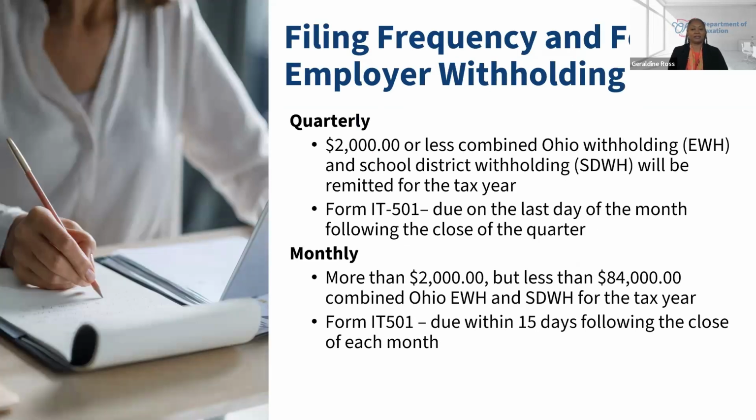We have 3 different filing frequencies for employer withholding. Quarterly, 2,000 or less combined Ohio withholding and school district withholding will be remitted for the tax year. Form IT-501 is due on the last day of the month following the close of the quarter. For example, first quarter, January through March, will be due the end of April. Monthly, more than 2,000, but less than 84,000, combined Ohio Employer Withholding and School District for the tax year. You're going to file the IT 501 due within 15 days following the close of each month.